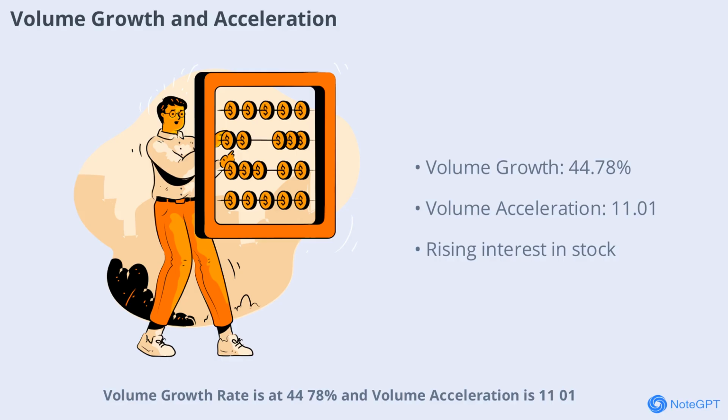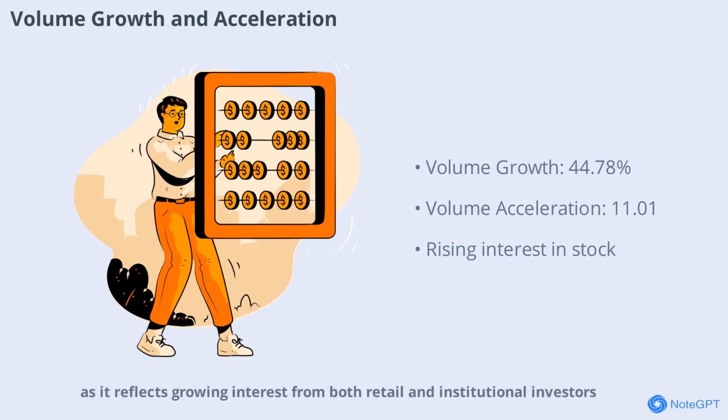Volume growth rate is at 44.78%, and volume acceleration is 11.01. These figures highlight the increasing trading activity in UGRO. Rising volume often precedes major price moves, as it reflects growing interest from both retail and institutional investors. Monitoring volume trends can provide early signals of upcoming volatility.